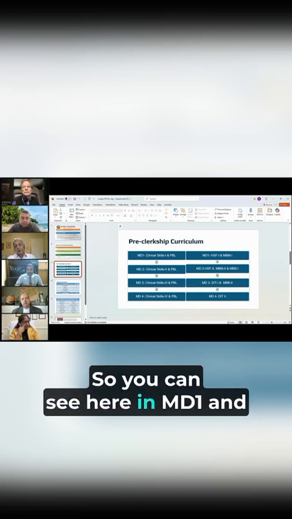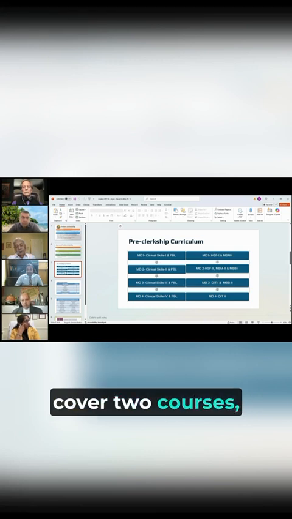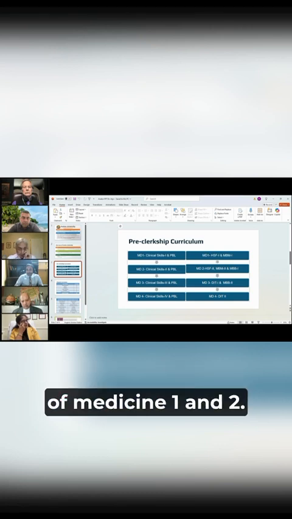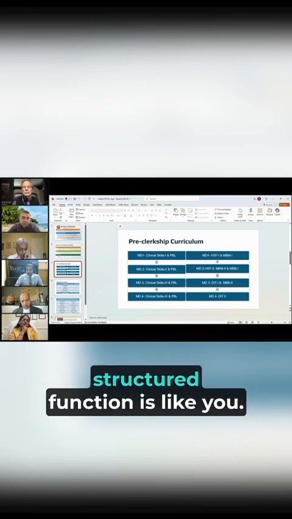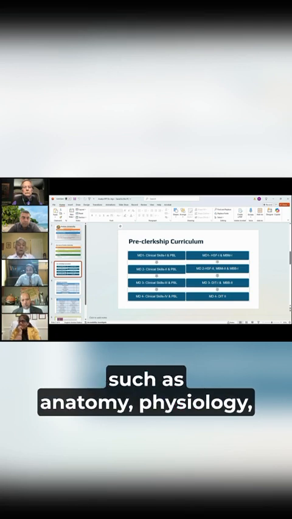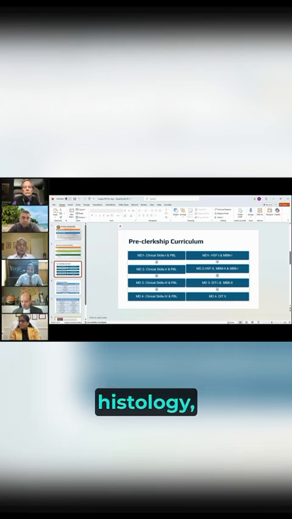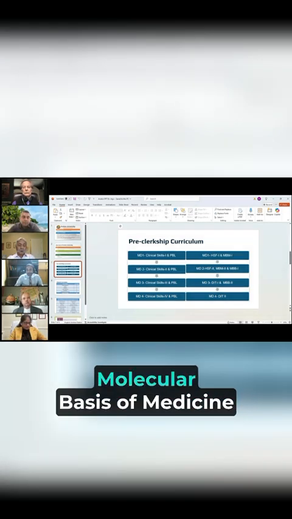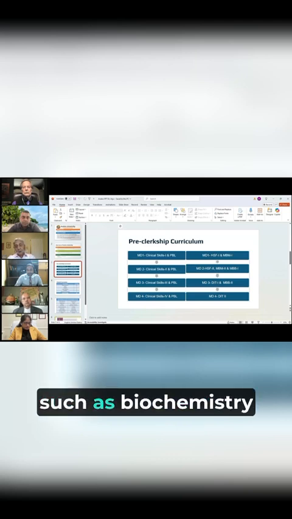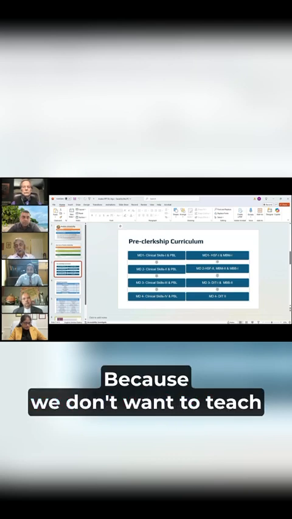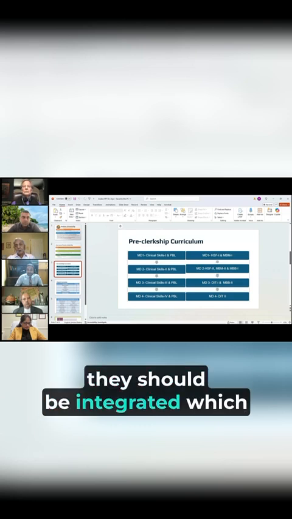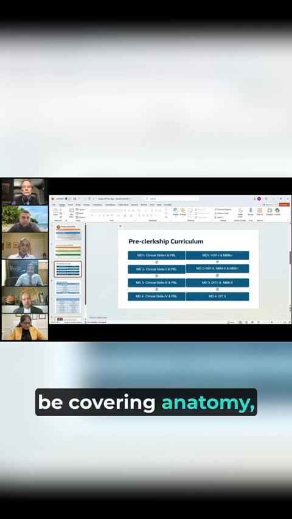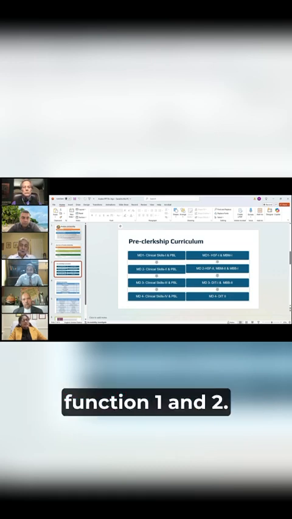You can see here that in MD1 and MD2, you're going to cover mainly two courses: Human Structure and Function 1 and 2, and Molecular Basis of Medicine 1 and 2. In Human Structure and Function, you will be covering anatomy, physiology, and histology together. In Molecular Basis of Medicine 1 and 2, you will be covering biochemistry and genetics, because we don't want to teach biochemistry and genetics separately. They should be integrated.